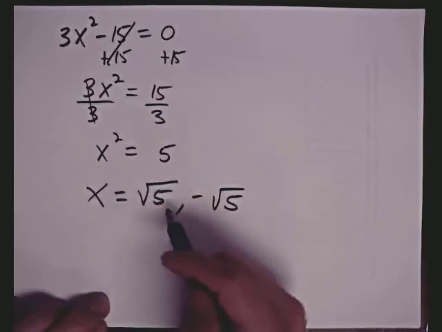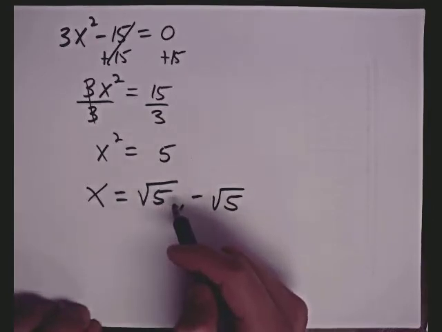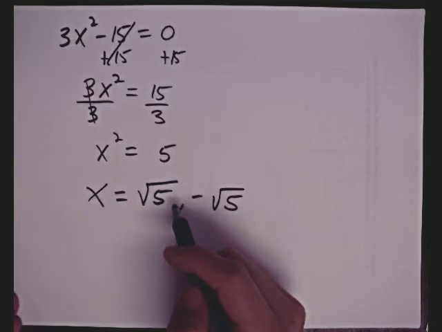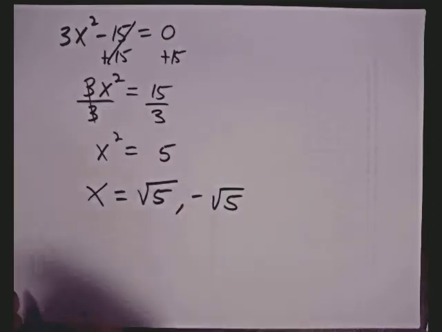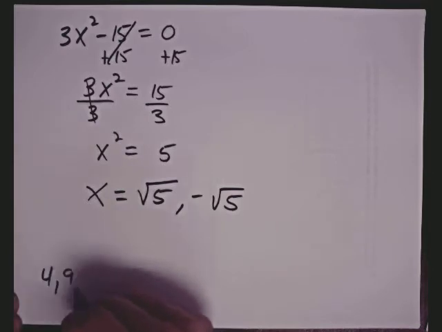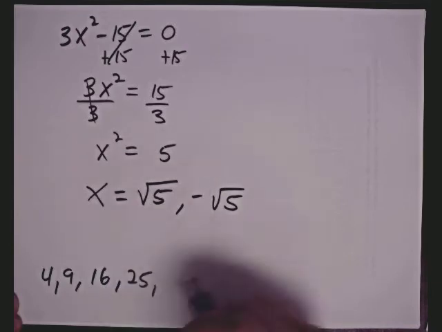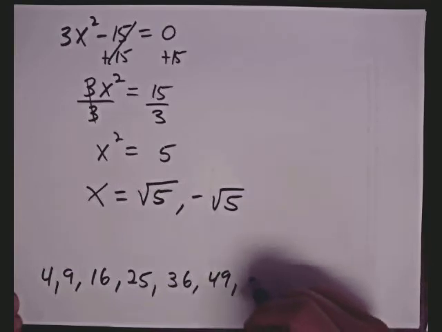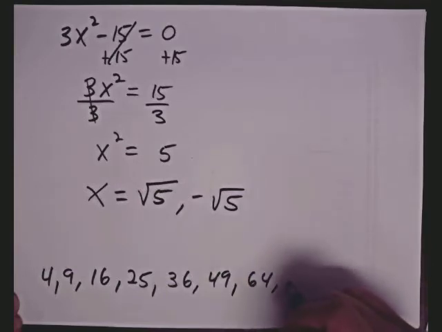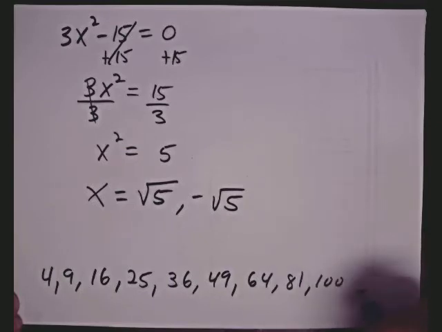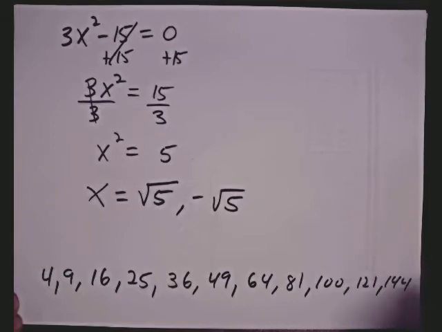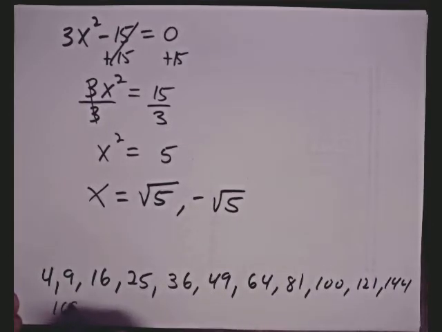Okay, so we want to see if those simplify. Perfect squares: if you don't know perfect squares, you should get this list down somewhere, either in your head or on paper. So just a few perfect squares: 2 squared is 4, 3 squared is 9, 4 squared is 16, 5 squared is 25, 6 squared is 36, 7 squared is 49, 8 squared is 64, 9 squared is 81, 10 squared is 100, 11 squared is 121, 12 squared is 144, 13 squared is 169. If you're familiar with those, you'll have an easier time with this.